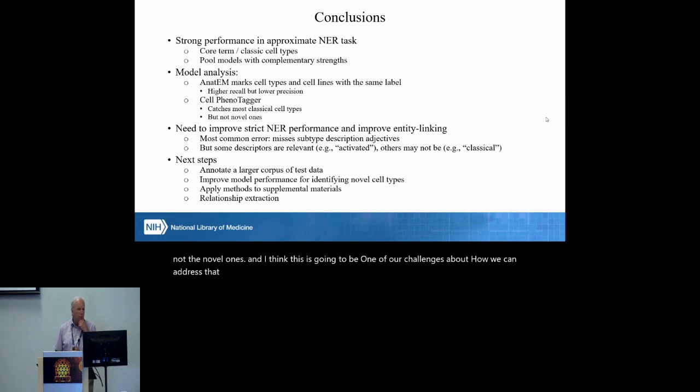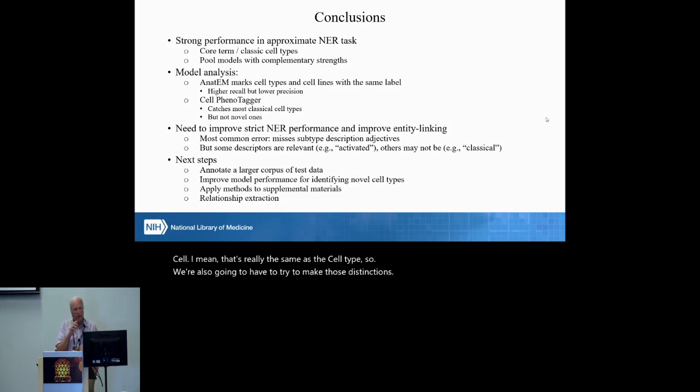And I mentioned that the most common error seems to be that we miss subtype descriptive adjectives that are being added to these cell type names. Some of these descriptors are relevant, like activated cells, and others may not be relevant, like classical cell. I mean, that's really the same as the cell type. So we're also going to have to try to make those distinctions.